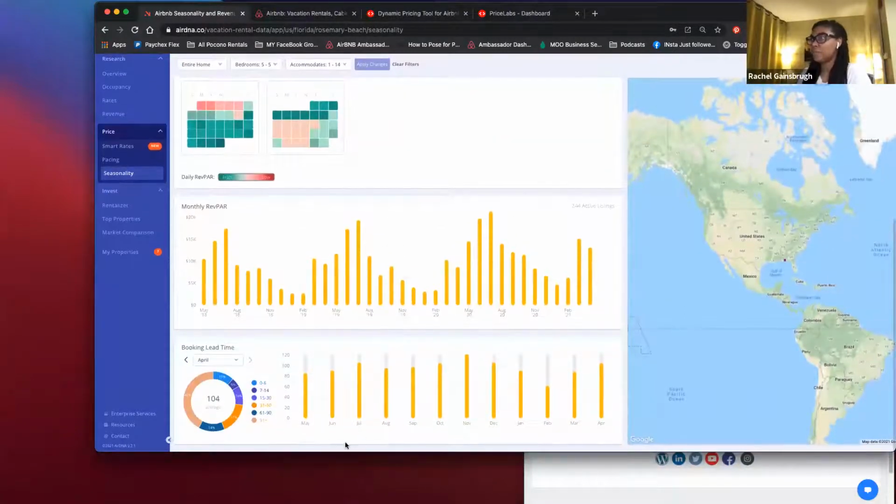But what I think is the most useful on here, the color graphs are nice, or the heat map is pretty good, but down here is the booking lead times. So this tells us on average, how many days in advance are the guests booking? And so, for instance, for November, okay, they're booking 4 months in advance.